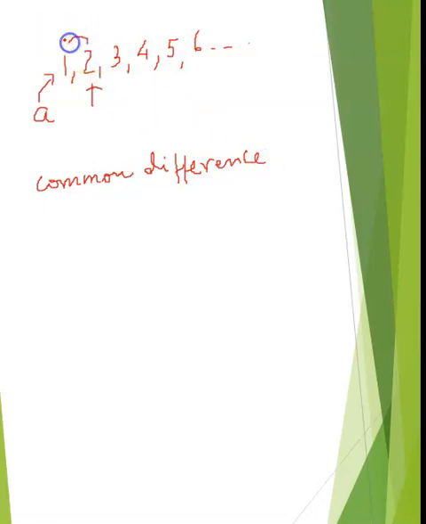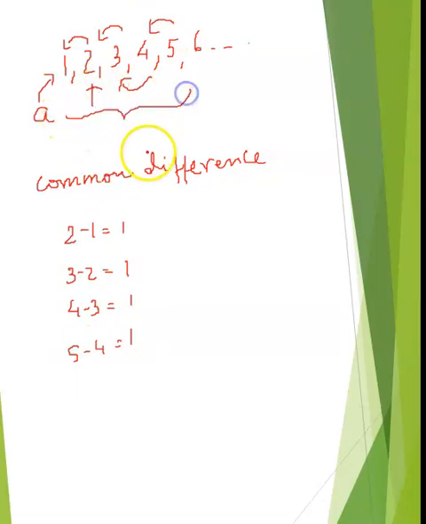So 2 minus 1 is equal to 1. 3 minus 2 is equal to 1. 4 minus 3 is equal to 1, and 5 minus 4 is equal to 1. So if I say that this sequence is an AP, how do I know it is an AP? Because the difference is constant. This constant difference is called the common difference, that is why this sequence is an AP.